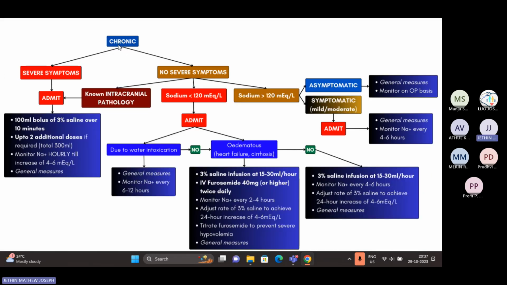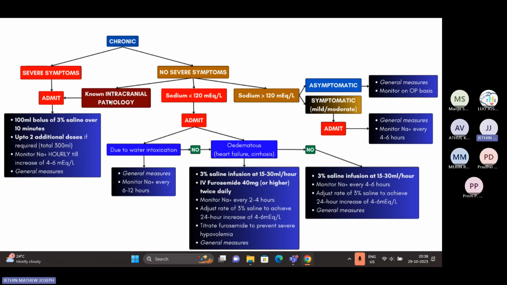So in chronic hyponatremia, this is a flow chart explaining management of chronic hyponatremia. If you have severe symptoms, you can admit the patient. Again, the management is the same: 100 ml bolus of 3% saline over 10 minutes, up to 2 additional doses. That is a total of 300 ml if required, and monitor sodium hourly till increase of 4 to 6, and general measures.